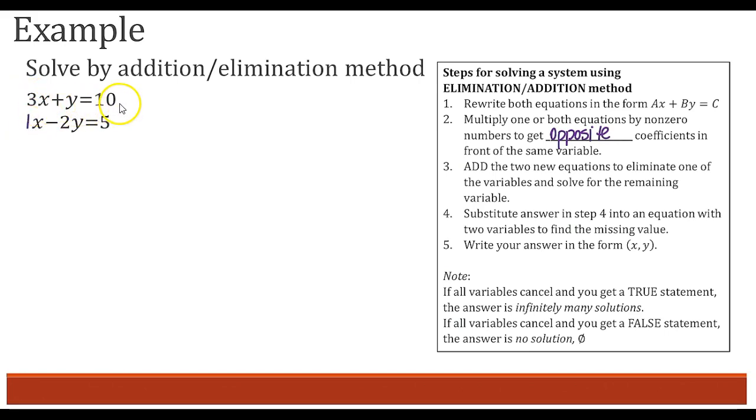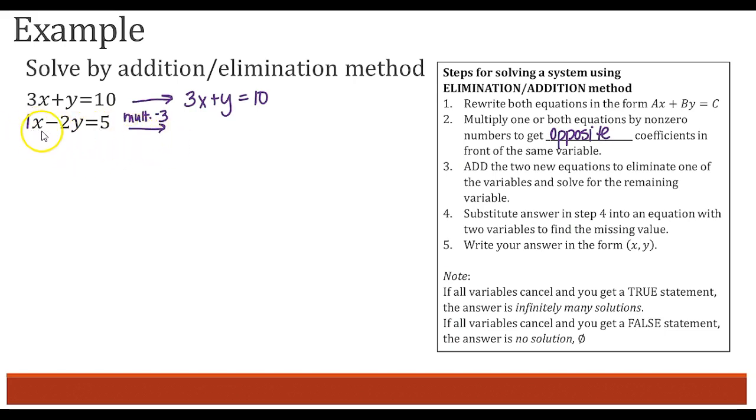So I'm going to keep the top equation the same. So what I'm going to do is just recopy it over here. So I have 3x plus y is equal to 10. And in the bottom equation, I'm going to multiply it by negative 3. And I like to indicate what I'm doing on top of my arrow here.